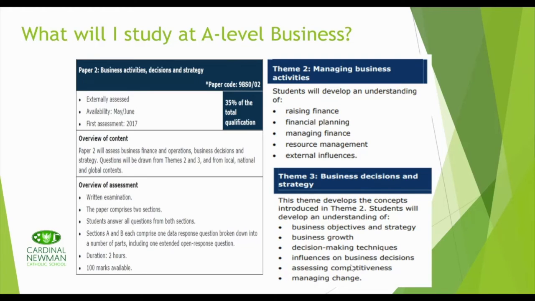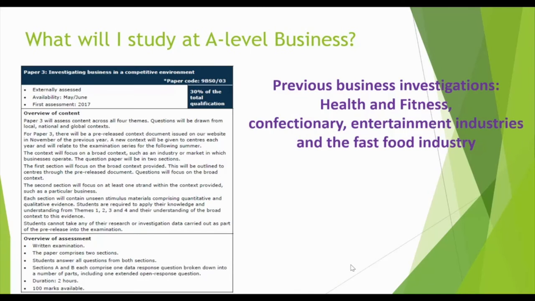And then lots to do with looking at change management and assessing the competitiveness, so comparing one business to another business by looking at financial documents and building upon what we've done in Theme 2. This, again, is a 2-hour exam paper taken at the end of Year 13, and this is 35% of the qualification.